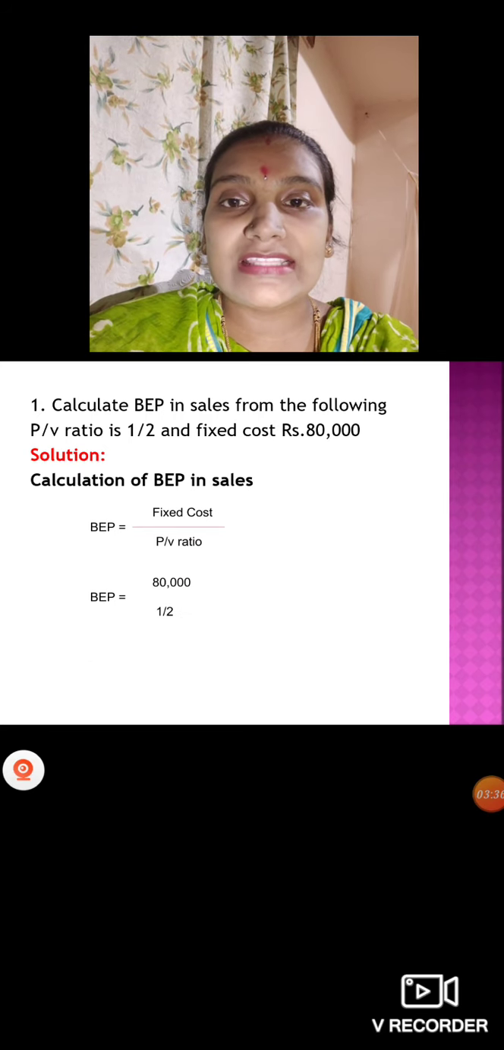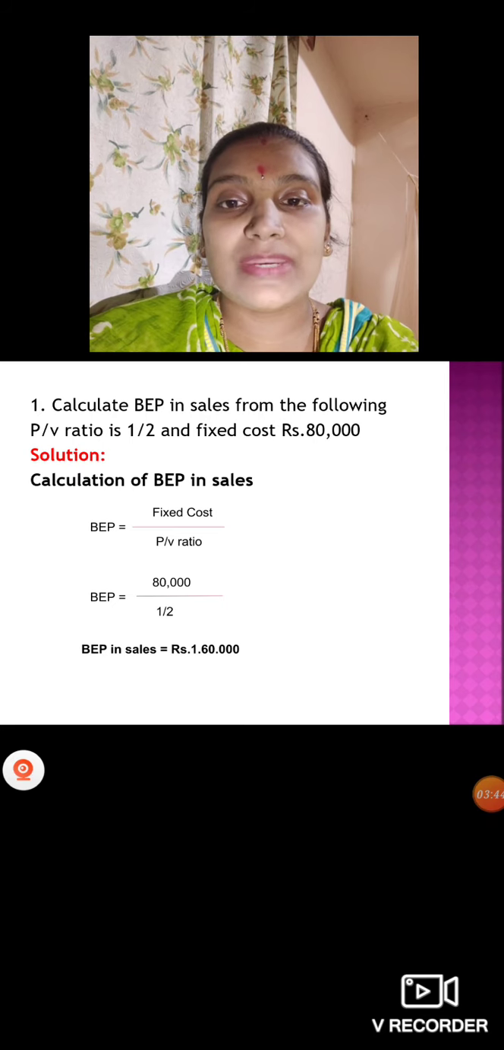Calculation of break-even point in sales. Which formula do we use? Fixed cost divided by PV ratio. Why have I taken this formula? Because we have both pieces of information here, fixed cost and PV ratio. Fixed cost is 80,000 and PV ratio is 1 divided by 2. So how much will you get? It is 1,60,000 break-even point in sales. You will get rupees 1,60,000.